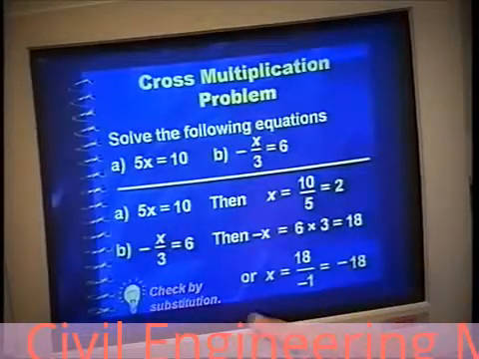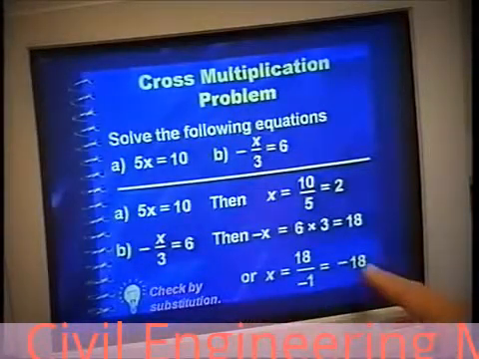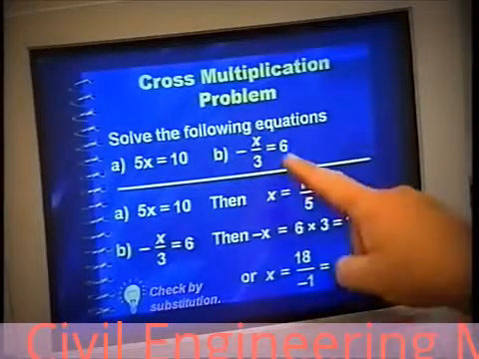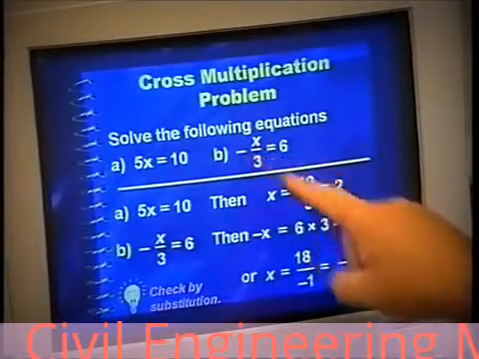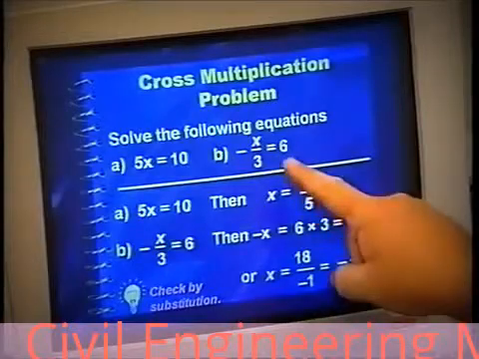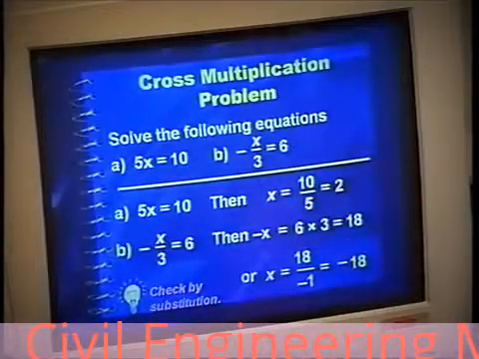Now, you can always check by substitution that you've done that correctly, because if you substitute negative 18 into that equation, you get a negative and a negative that make a positive. 18 on 3 equals 6.